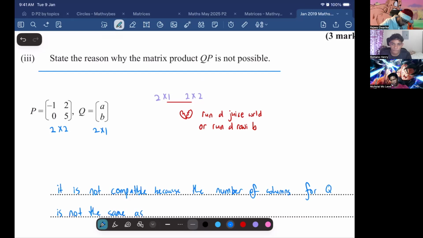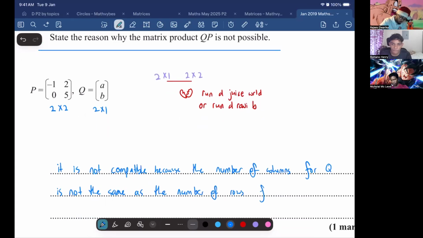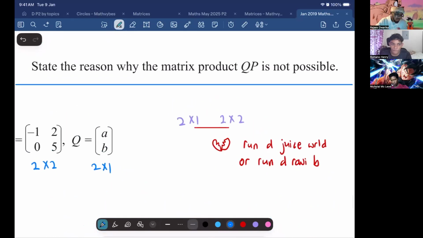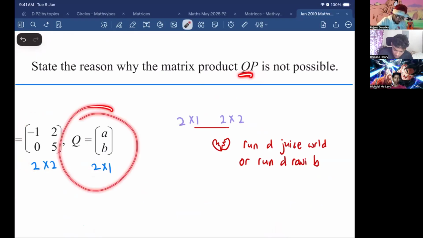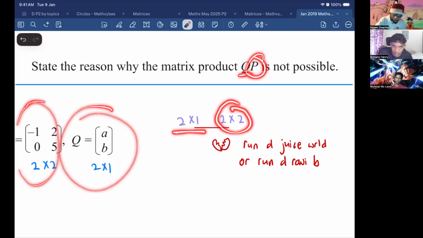Exactly. It's not the same as the number of rows for P, right? And I think we could understand that. So anytime you're going to do a multiplication for two matrices, you're going to look at the order. So this is a 2 by 2, this is a 2 by 1. So 2 by 1, 2 by 2. Why? Because it said Q by P. This is Q, so we put Q first, and this is P, so we put P second. Are the two inner numbers the same?